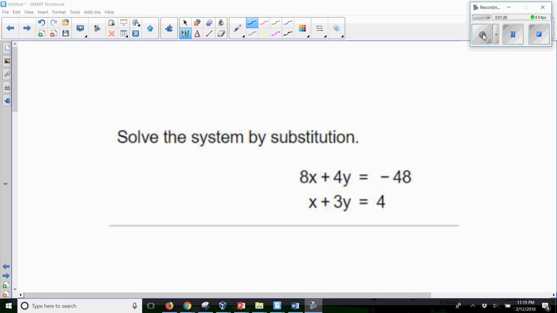In this next problem, we want to solve the system by substitution. You can solve either one for either x or y, so you want to take a look at it. Here in our second equation, we already have an x by itself. My suggestion is to go ahead and solve this equation for x. To do that, I would subtract 3y from both sides. So I get x equals 4 minus 3y. Then I can substitute that for what x is in this equation here.